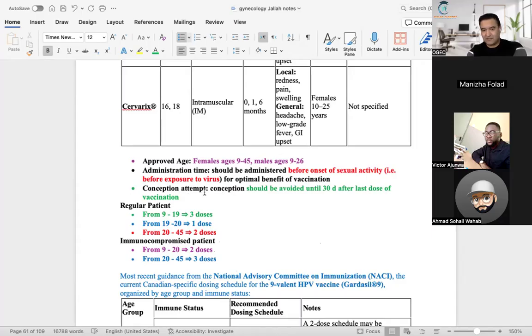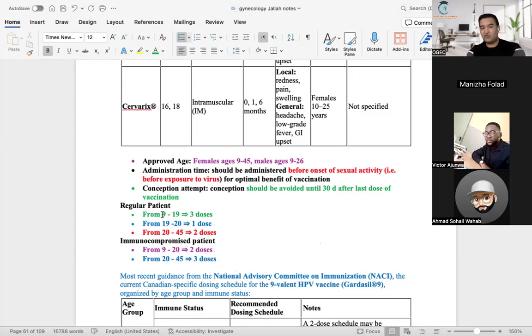Conception attempts. So if somebody gets the vaccination, when should they start trying to conceive? Conception should be avoided until 30 days after the last dose of vaccination. Okay, so try to educate your patient that this is the last dose of your vaccination. Try not to have a kid for at least a month. Try to use a condom, or any sort of contraception, for at least 30 days. Then you're good to go. Okay, this may be in the exam.